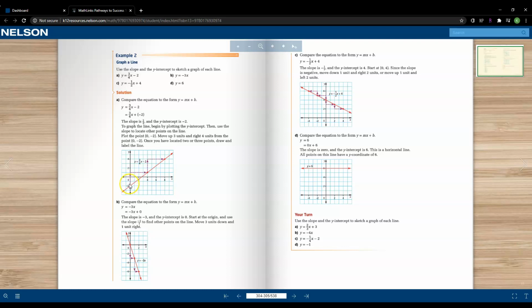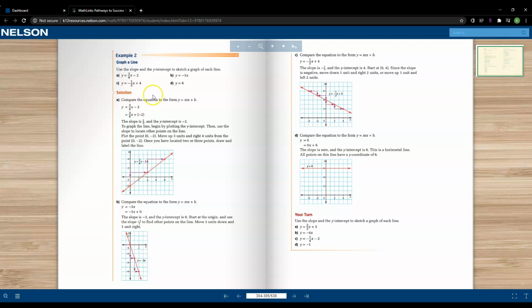From this point, all you have to do is use the slope. This is rise over run. So you go 3 up because it's 3 over 4: 1, 2, 3, and then 4 to the right: 1, 2, 3, 4, and you make another point. You could do it one more time. As long as you have 3 points, that's enough. So rise 3, and over 4. Then you have those 3 points, and you just connect them using a ruler. And then you have your graph.